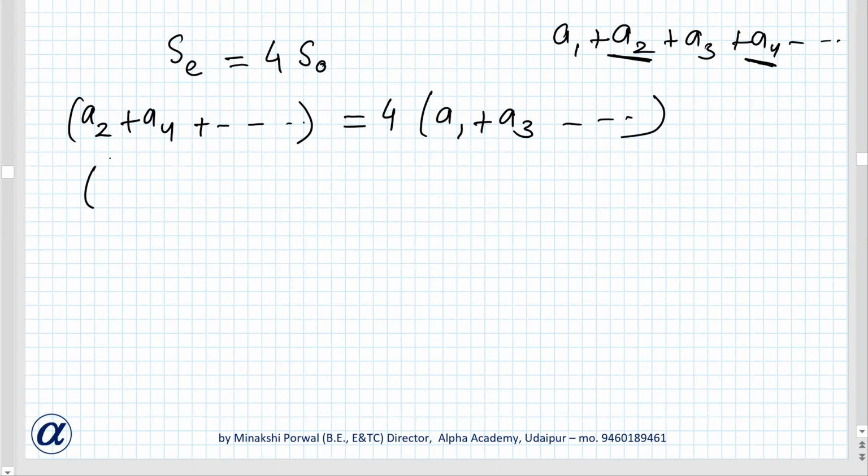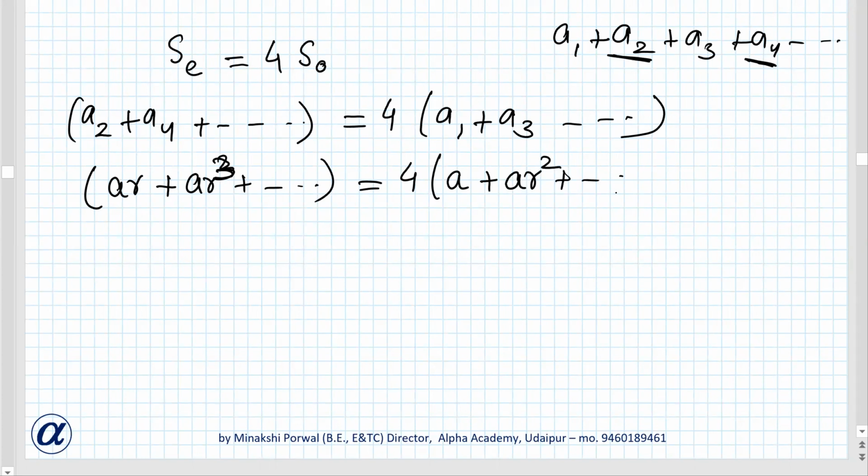ओके. अब A2 can be written as AR, A4 can be written as AR cube, okay, and so on. And A1 can be written as A, A3 can be written as AR square and so on. Okay. Now if total number of terms are even, तो यहाँ वाली जो last वाली term होगी ये इससे एक number ज्यादा होगी. Here this term will be one number greater than this. Means if I say the last term here is AR to the power n, this will be AR to the power n minus 1. Okay.